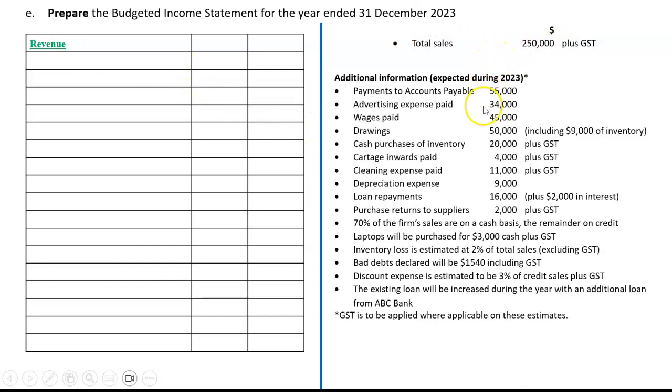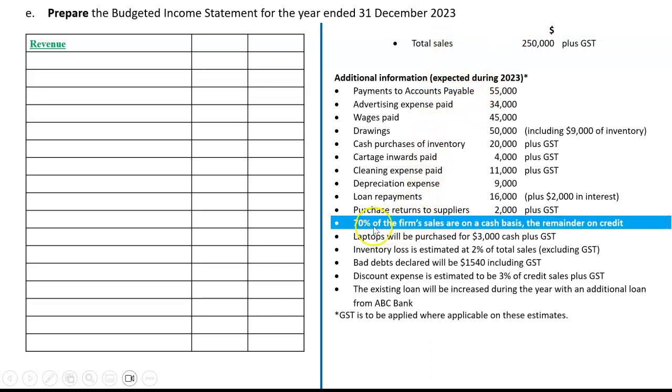Now, we were also told, though, if we just go through our information, that here it says 70% of the firm's sales are cash and the remainder on credit. So the reason they've given us that is because obviously that must mean they like to split that into cash and credit. So we want relevance in our reporting for decision making. We would really like to know which sales are cash and which are credit.